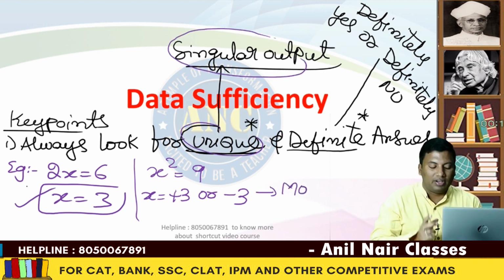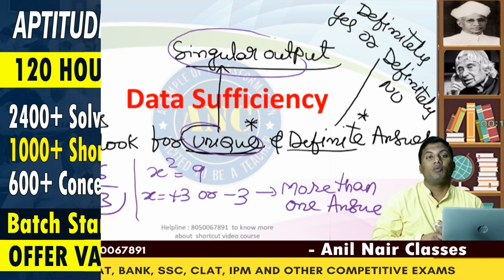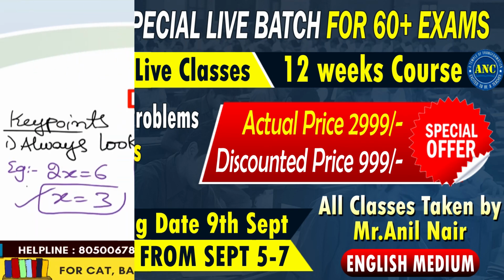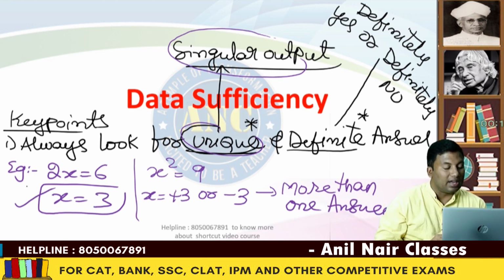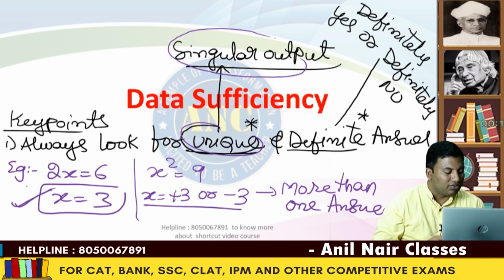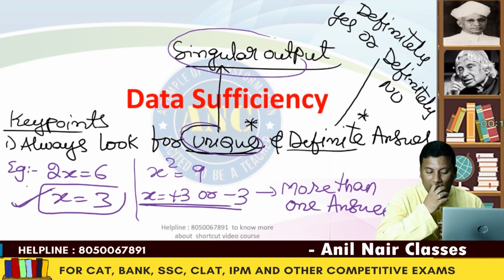In data sufficiency, more than one answer is not allowed. I hope it is clear. Uniqueness means only one answer. So this is allowed in data sufficiency, and this is not allowed in data sufficiency. More than one answer is not allowed.